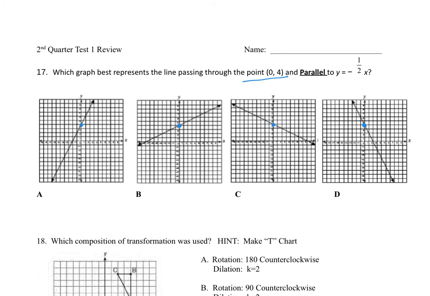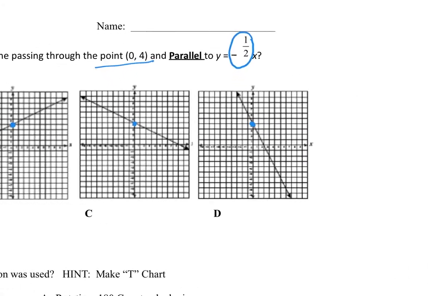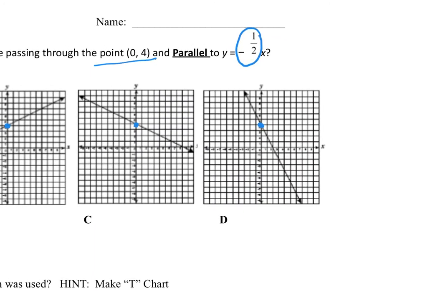So for parallel, we want to have a slope that's the exact same as this line they gave us. So we want -1/2. First of all, it's a negative, so that means our line should be going down as it goes from left to right. A is going up, so that's definitely wrong, and B is also going up, so that's definitely wrong. C and D are going down, so we know those are both negatives. Now we just need to check their numbers. So don't forget your slope formula when we're looking at a graph is rise over run.